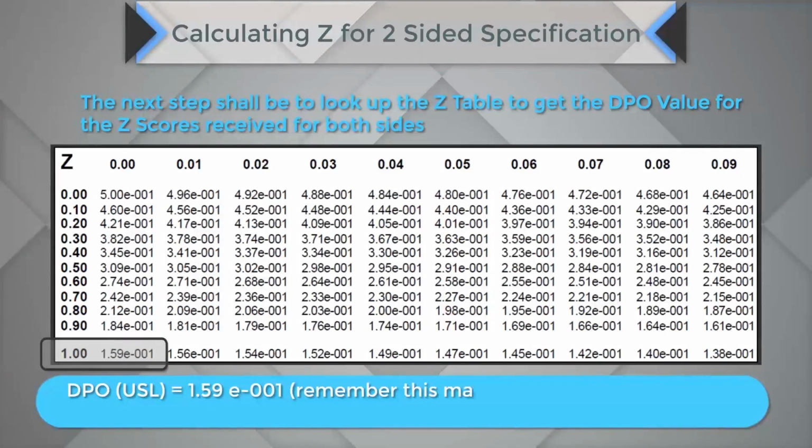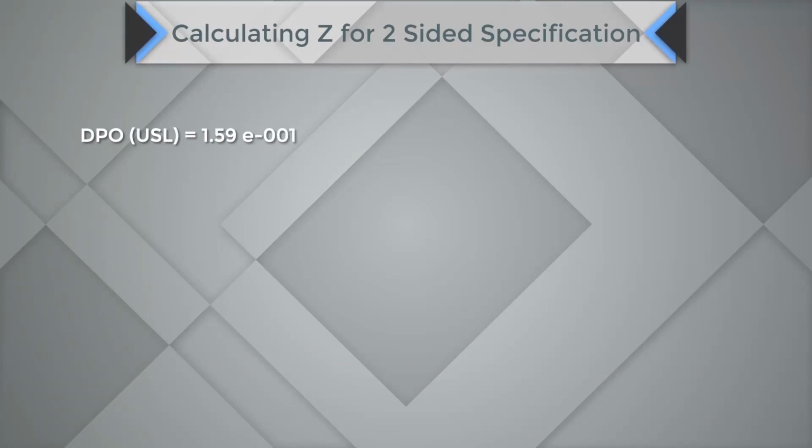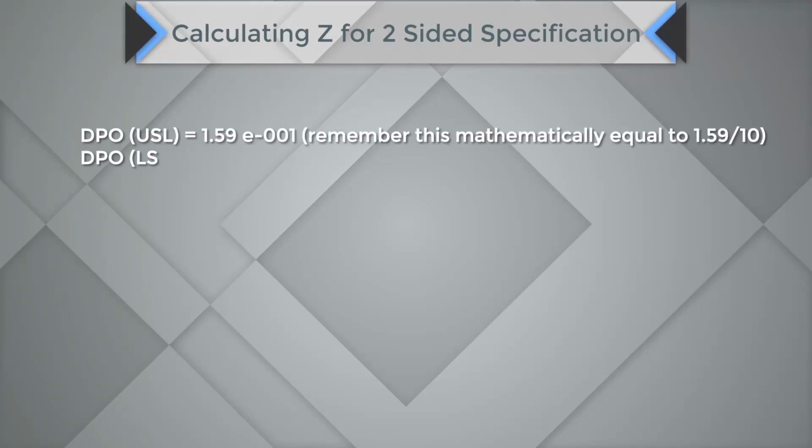Remember that it is mathematically equal to 1.59 by 10. My LSL is also the same. So my DPO LSL shall also be 1.59 E-001. DPO USL that we've calculated as 1.59 by 10. DPO LSL we've looked at the Z table and found out to be 1.59 by 10.